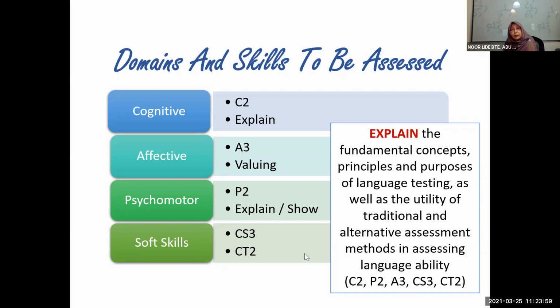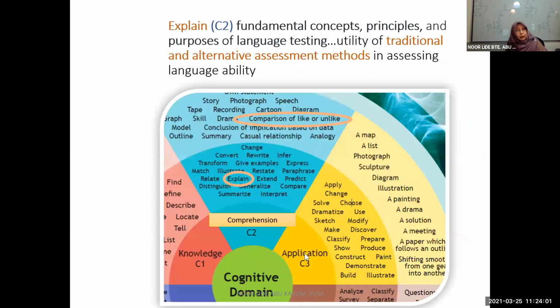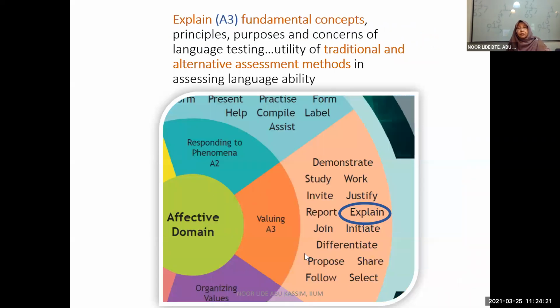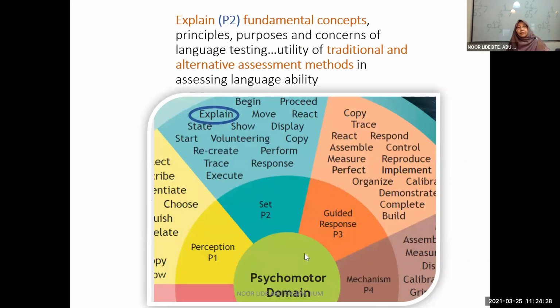Having a look at that, explain for the cognitive domain is C2. It also wants to compare the utility of traditional and alternative assessment methods, so this is definitely C2. For the affective domain, explain is A3. And for psychomotor, explain is P2.